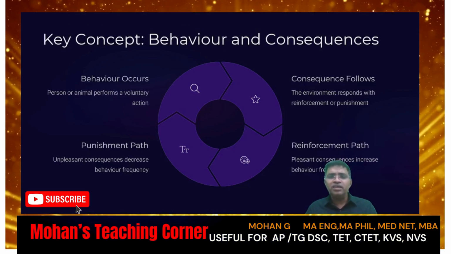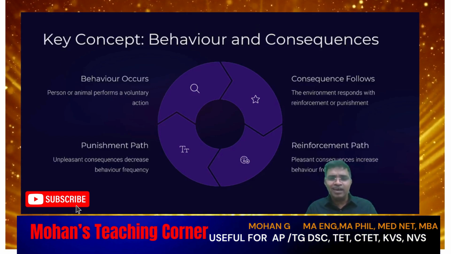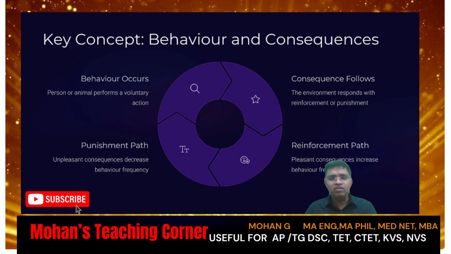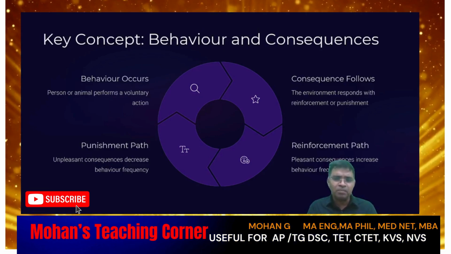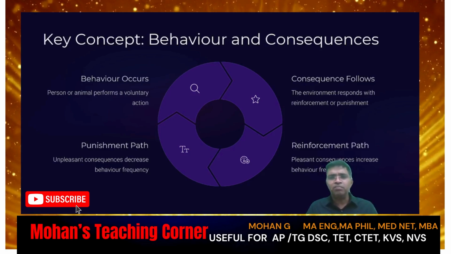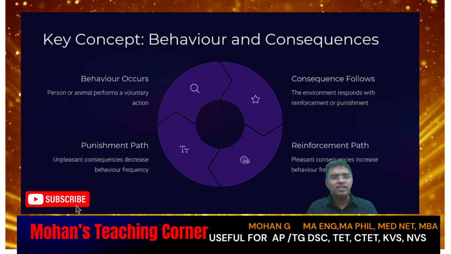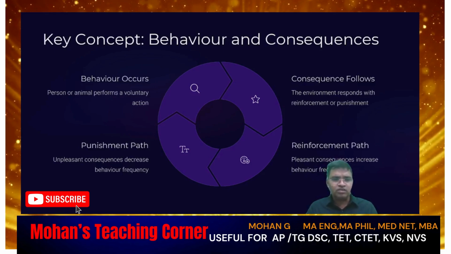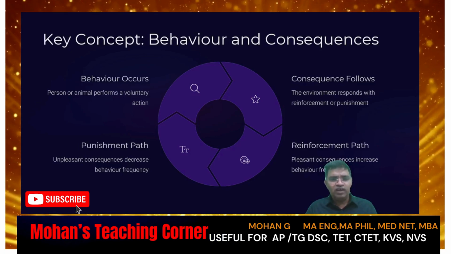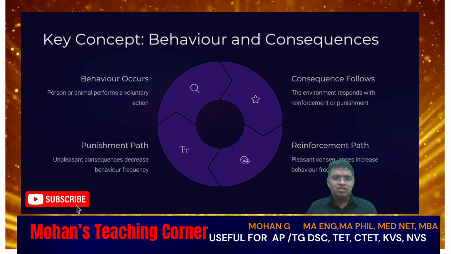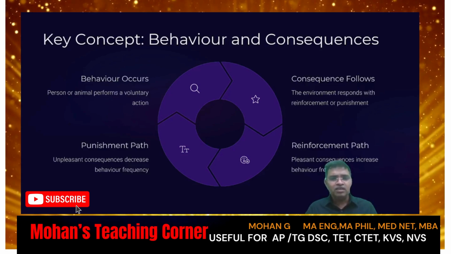What is reinforcement? If pleasant work is done, what are the consequences? We encourage them to do the same behavior in the future, so we reinforce and give rewards, certificates and appreciation. That is the reinforcement path. And what is the punishment path? Unpleasant consequences decrease the behavior. If a student is not writing, or uses bad words, we give punishment. Slowly, that behavior can be stopped.